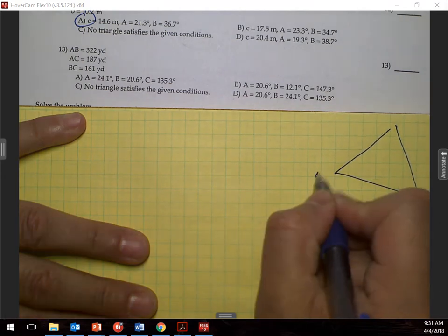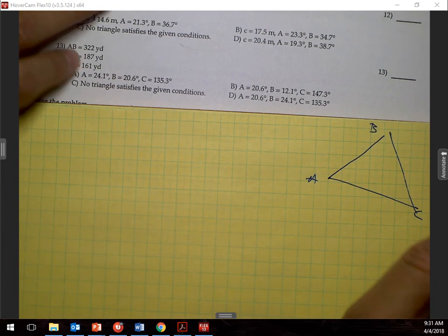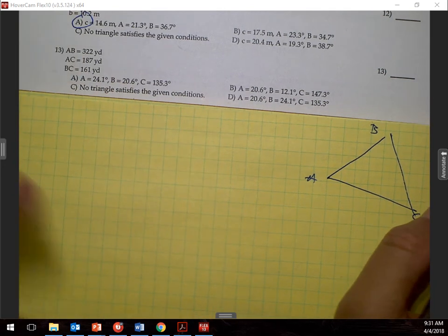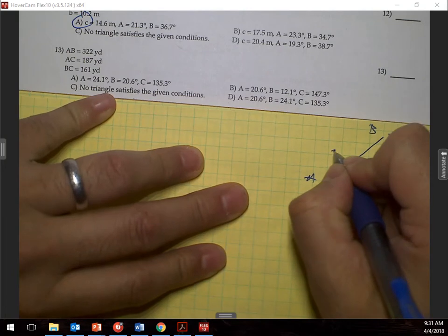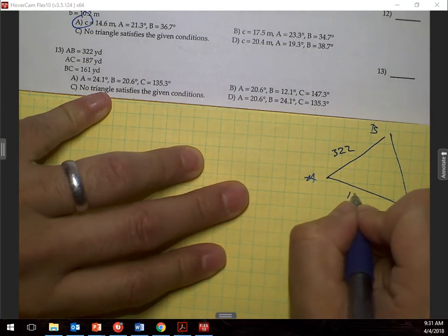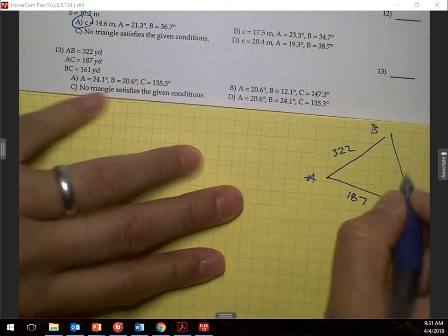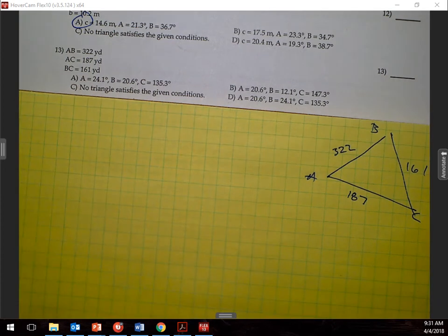Again, random triangle. It's B, not a triangle. It doesn't match. Okay, so line segment AB is 322. Line segment AC is 187. And BC is 161. Side, side, side. What law is that? Cosine. Which one are we going to solve for? The smallest one, which would be A. Let's solve for A.